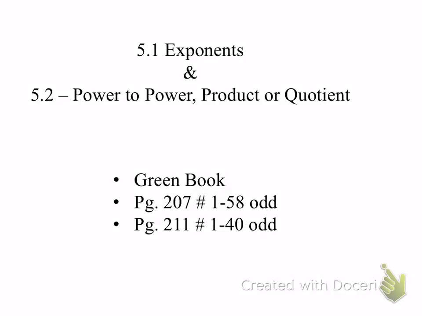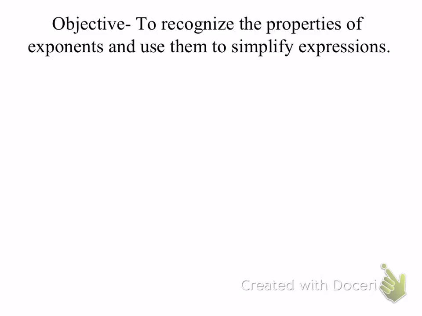All right, this is section 5.1 and 5.2 out of the green book. This is basically getting you ready for factoring. Rules of exponents. You should have had this in pre-algebra, so it's mostly just a review. Although there are a lot of problems, they should not take you very long. Maybe the first section should take you about 10 minutes.